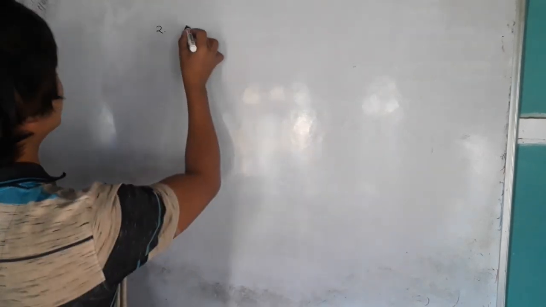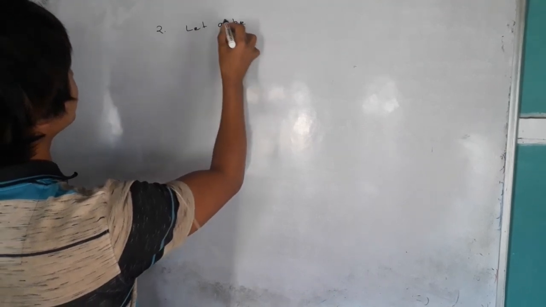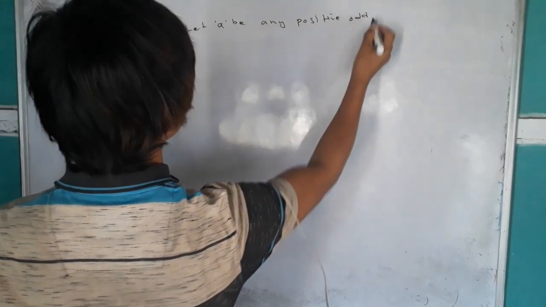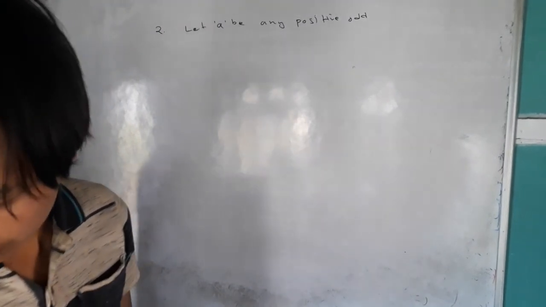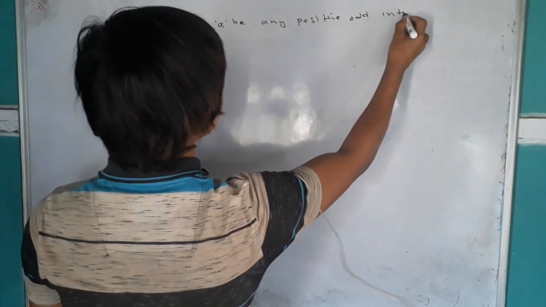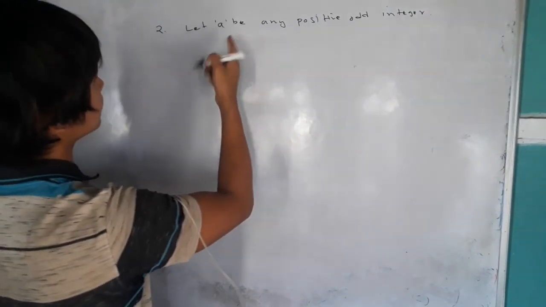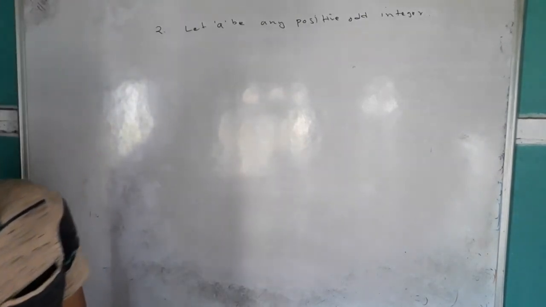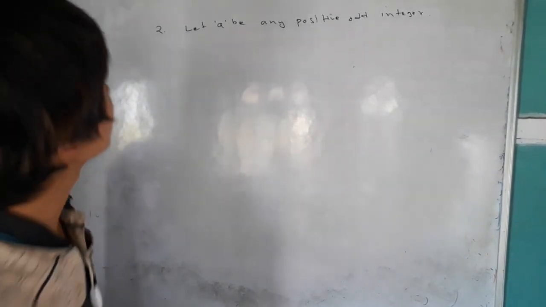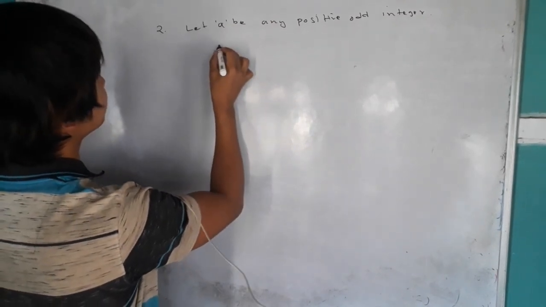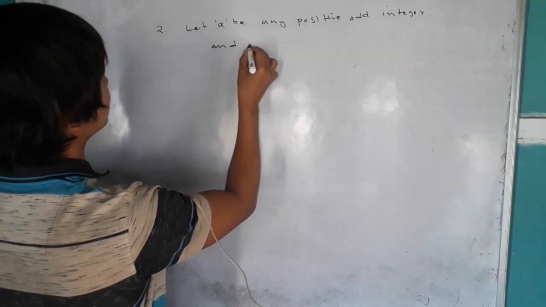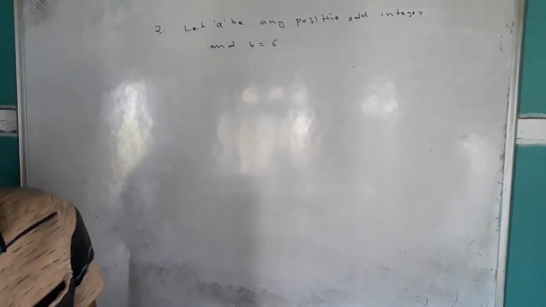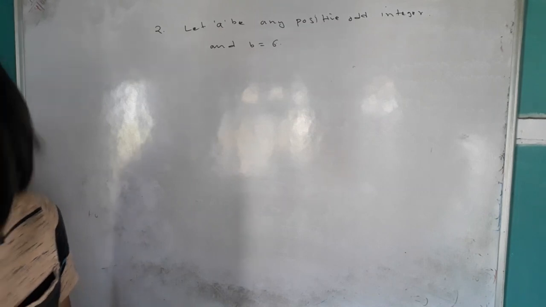So we will suppose, okay, let a be any positive odd integer. So let us assume, according to the question, the question is asking for a positive odd integer. So let us suppose a be the positive odd integer, and b equals, say, 6, okay, it will be 6.